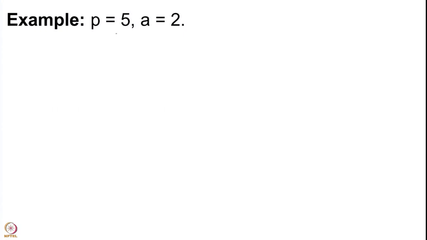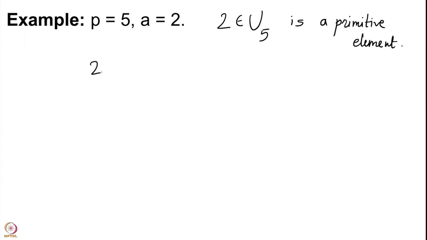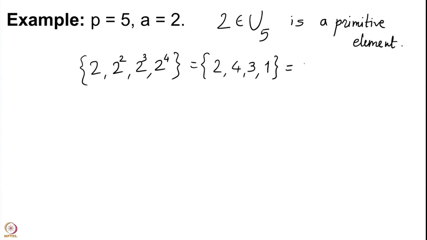So what we now intend to do is to do this as an example for a particular case: p is 5, a is 2. So 2 in U_5 is a primitive root, or what is also called a primitive element. This is because 2, 2 squared, 2 cubed and 2 to the power 4 are all distinct elements: we get 2, 4, 3 and then 1. So this is exactly U_5. So we have that U_5 is isomorphic to C_4 and it is generated by the element 2.